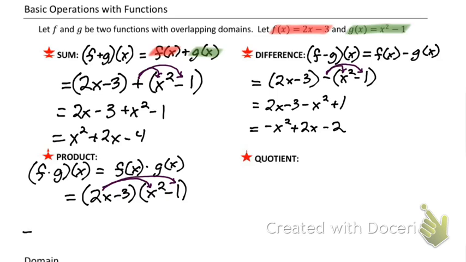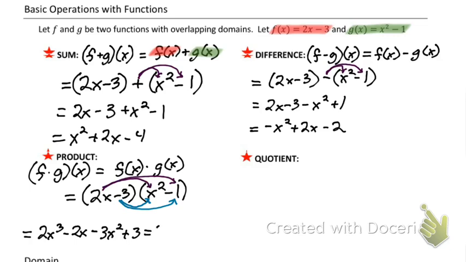I might run out of room. But we're going to have 2x times x squared, which will be 2x cubed. Then I'll take that 2x times that negative 1, which will be negative 2x. Then I'm going to go underneath, and I'm going to distribute that second term, which is that negative 3. I'm going to multiply that negative 3 times that x squared, and then I'm going to take that negative 3 and multiply it by that negative 1, which will give me a negative 3x squared plus 3.